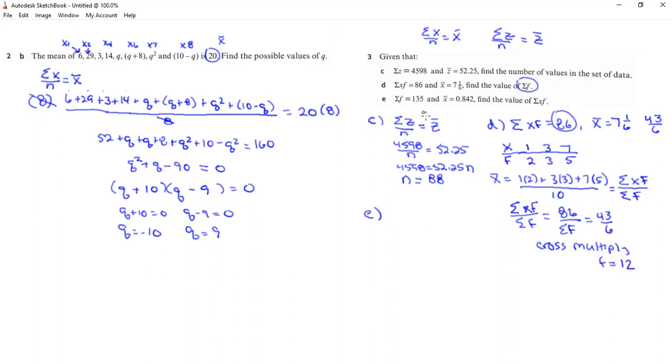Try it. E is the same kind of thing, only I don't have the sum of all the x's times their frequencies. But I do have the sum of all the frequencies, and I do have the mean. So all I've got to do is get the sum of all the x's times their frequencies by themselves. And I'll end up with 113.67.